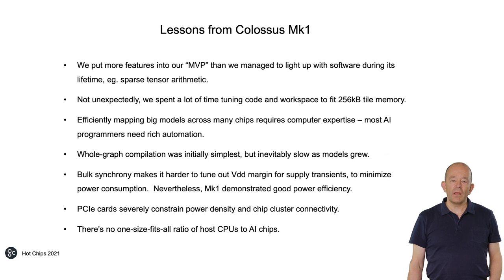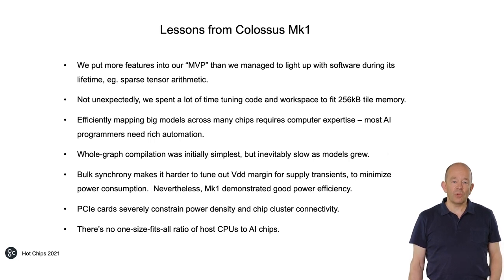So, what did we learn from Colossus Mk1? Here's a bit of a laundry list. First of all, despite our determination to start with a minimum viable product and learn fast, we actually put more features into Mk1 than we managed to light up during its lifetime. Sparse tensor arithmetic is an example. We rediscovered that extreme parallel processing is hard, even with simple abstractions. Mapping a large parallel program across chips efficiently requires deep knowledge of the hardware, which means most AI programmers need that to be automated, which takes a lot of engineering.